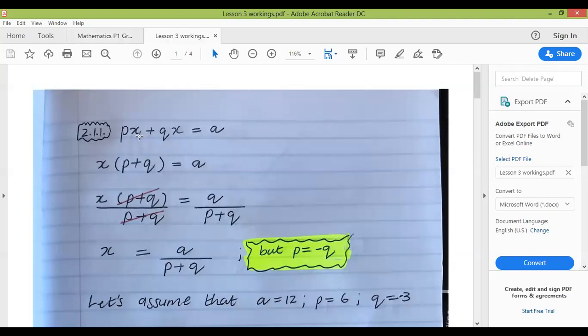So you need to take your x out, factor it out, then you'll remain with p plus q, because when you say p times x, that's px. When you're saying x times q, that's qx. So you have to factor this out.